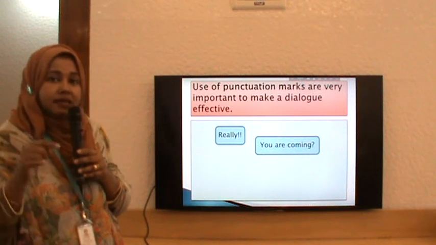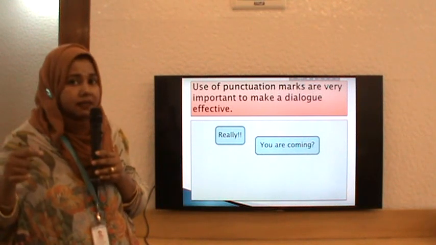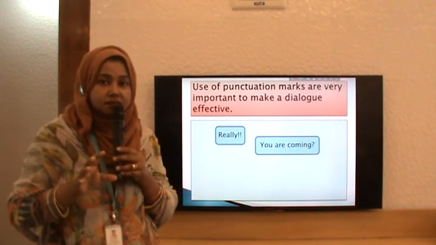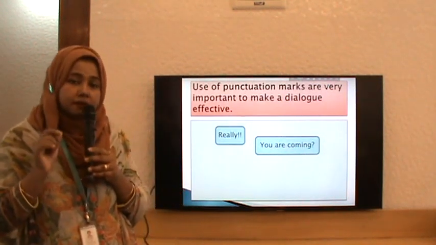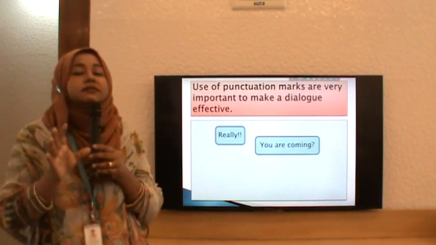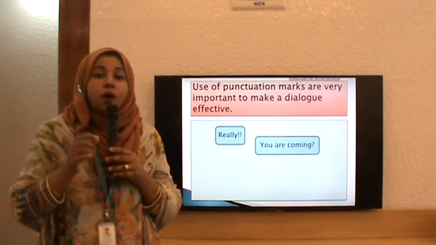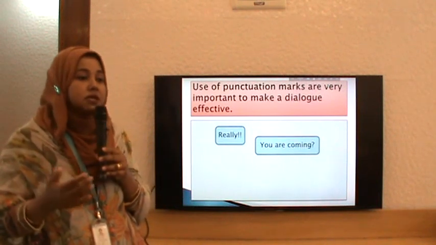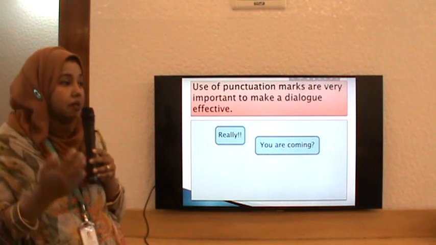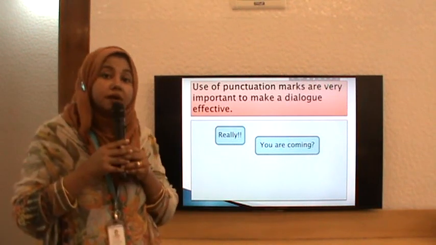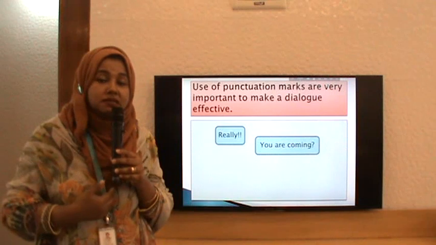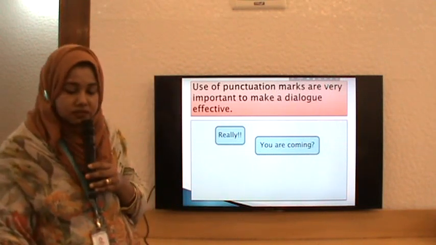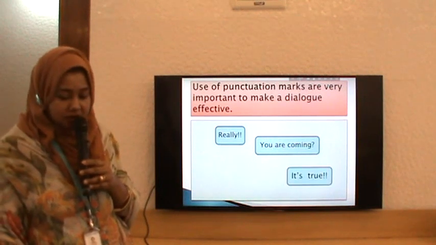See, "You are coming." Here, you are coming is an assertive sentence. If you give a full stop, it becomes a simple assertive sentence. But only a question mark changes the expression, the aim of the sentence. "You are coming?" That means I am asking someone if he or she is coming or not, for permission. So see how important punctuation mark is.